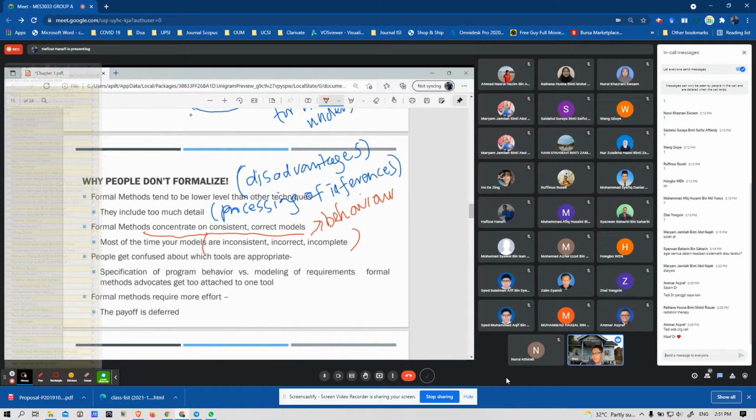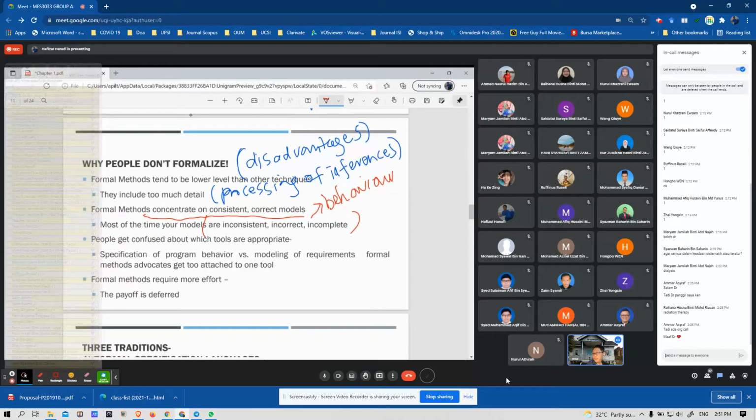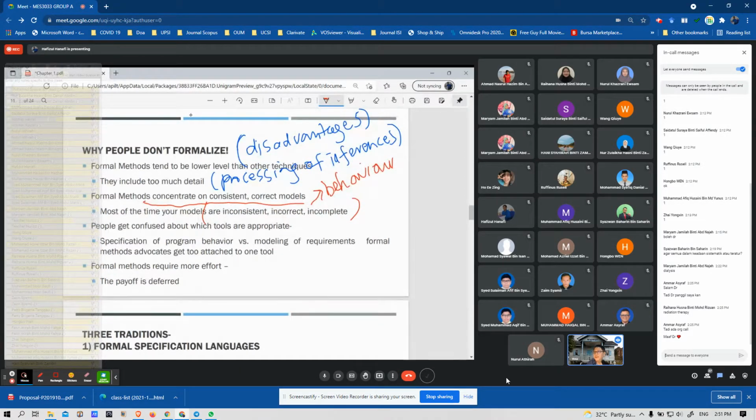Some people got confused about which tools are appropriate, because in formal methods you have seen a lot of program behavior, a lot of modeling, that advocates some of the followers to get in touch with one tool. This one is more on the knowledge. Some of the people get to know more on the behavior. Some of the people get to know more on the modeling.